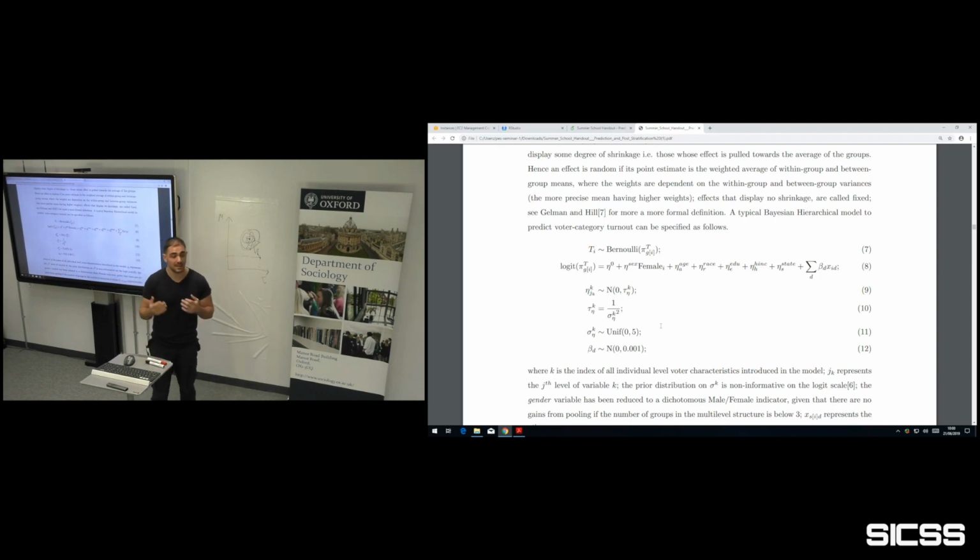And this ends up being quite helpful to do out-of-sample predictions for categories of voters that we have not observed in our sample. So these are categories of voters that we're interested in, but we didn't manage to collect because our sample was imperfect or too small, and so on and so forth.